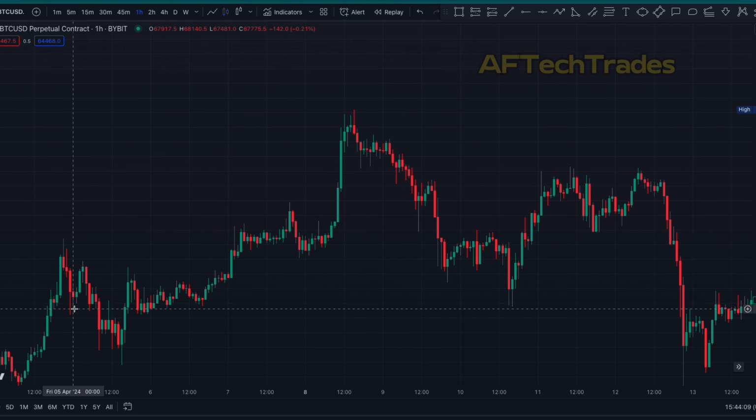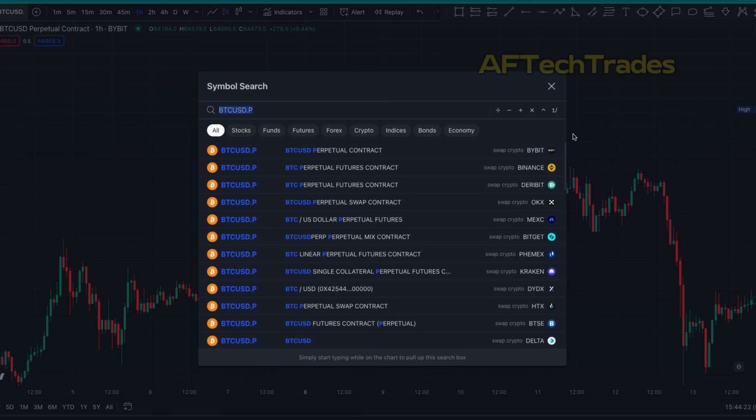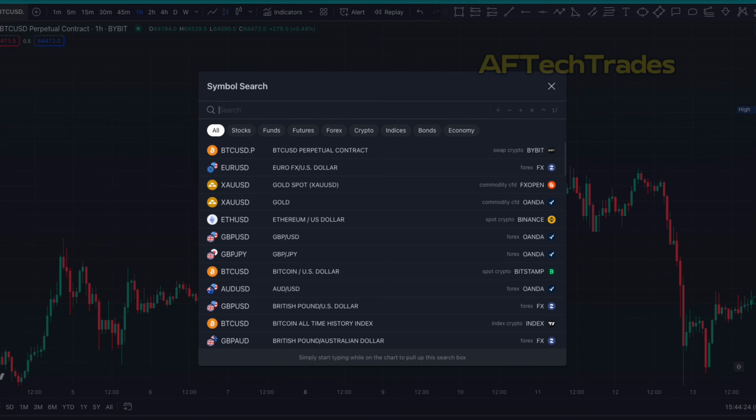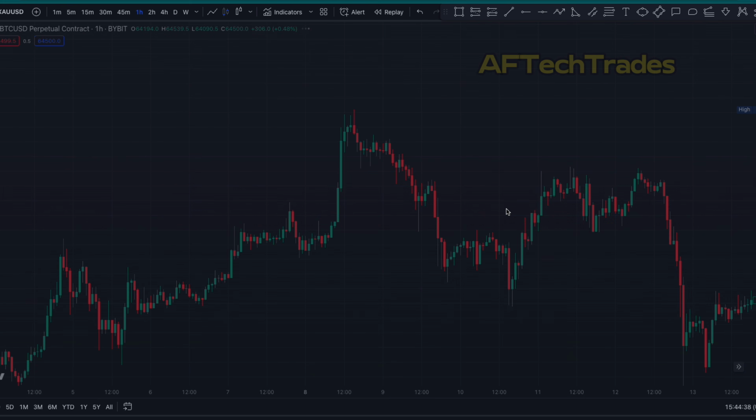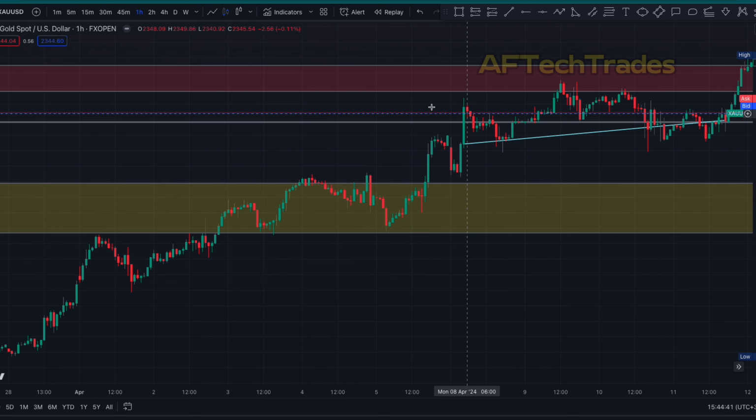So we are currently live on our chart, and this is BTC USD, which is crypto. You can use any currency pair of your choice. You can use, let's say, gold, or GBP USD, just any currency pair of your choice. Okay, let's use gold right here.